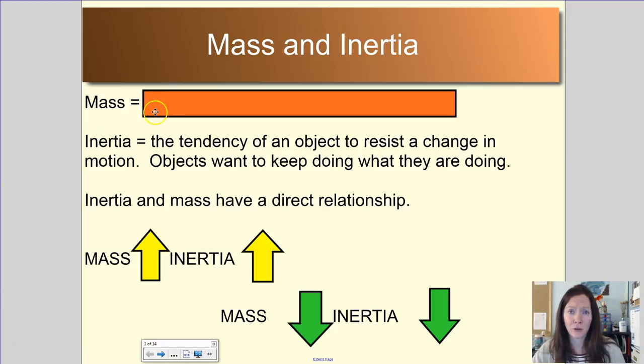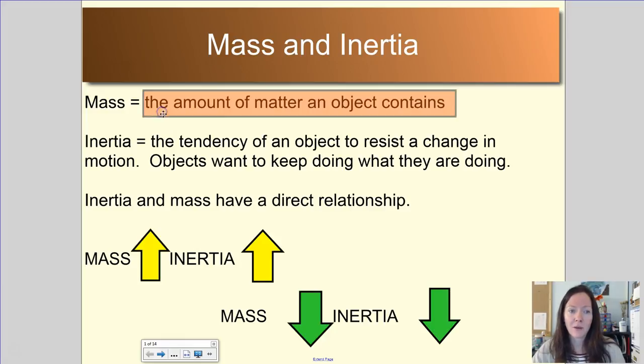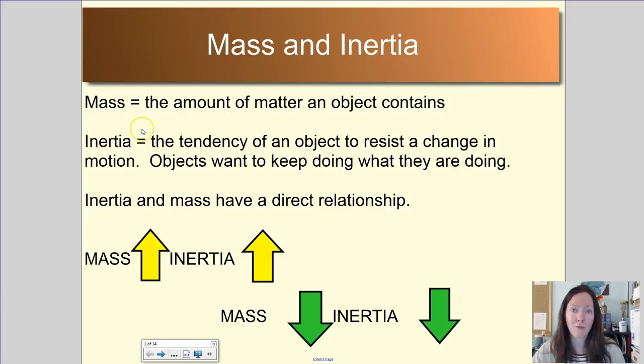Hopefully this is a review. You might want to copy it down again so that it's here in your notes. So if you remember, a mass is the amount of matter in an object. And we generally think about it as how heavy an object is. It can be a lot of mass, it feels really heavy to us. Not a lot of mass feels really light to us.